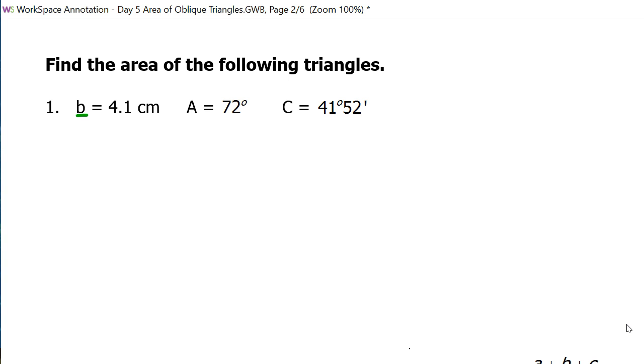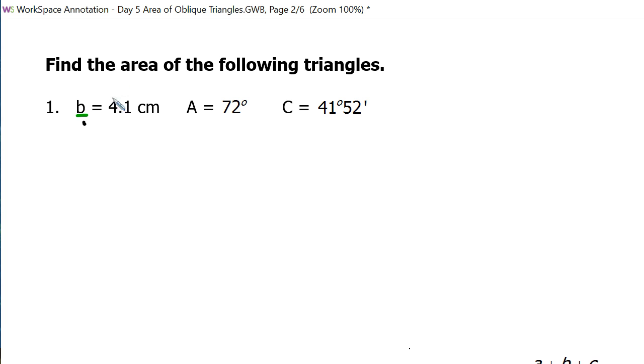The instructions say to find the area of the following triangles. We'll round all these to the nearest 10th. So number one, we're given B is 4.1 centimeters, angle A is 72 degrees, angle C is 41 degrees, 52 minutes. Now, to figure out which of those three formulas you need to use, look at the information given, and you have to ask yourself, how many sides do they give me? One side, two sides, or three sides?